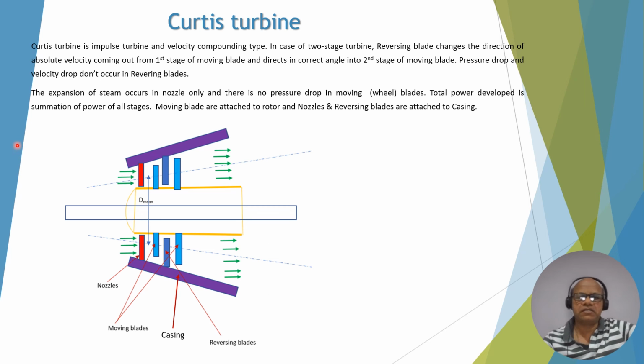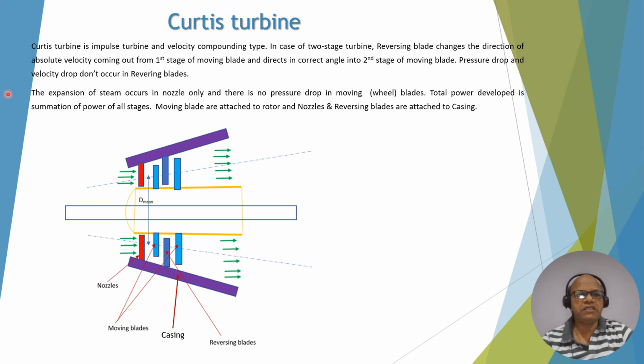Now Curtis turbine. Curtis turbine is an impulse turbine and velocity compounding type. See, the previous one was pressure compounding. This is velocity compounding. In the case of a two-stage turbine, reversing blades change the direction of absolute velocity coming out from the first stage of the moving blade and direct it to the correct angle to the second stage of moving blade. Pressure drop and velocity drop don't occur in the reversing blade. The expansion of steam in the turbine is in the nozzle only; there is no pressure drop in moving blades.